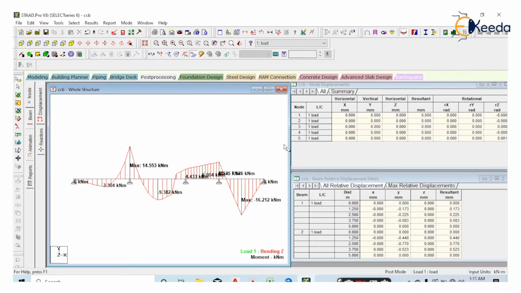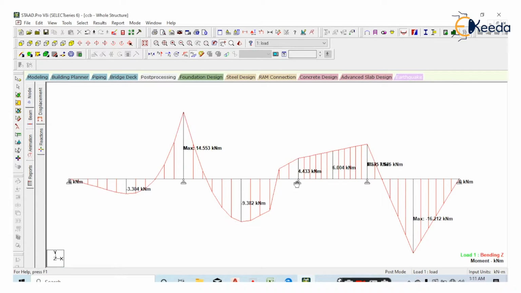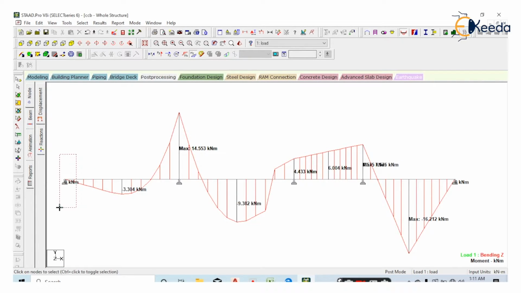You can see all the values like bending moment at the end of the beam, at the mid of the beam, and the value of maximum bending moment in all the beams. For the first beam, in first end there is a pin support, so bending moment is 0. At the mid of the beam there is bending moment of 3.304 kilonewton meter. At the another end there is the maximum bending moment of 14.553 kilonewton meter.